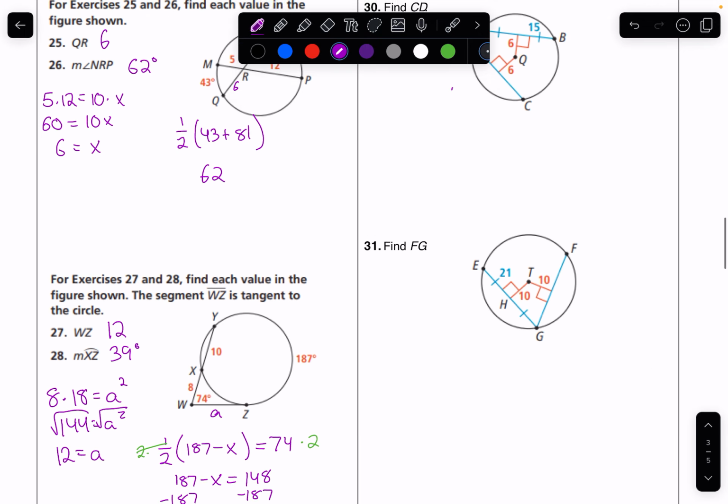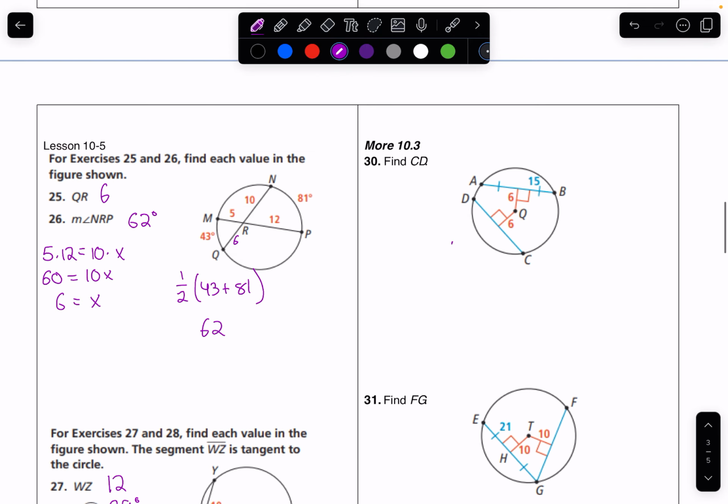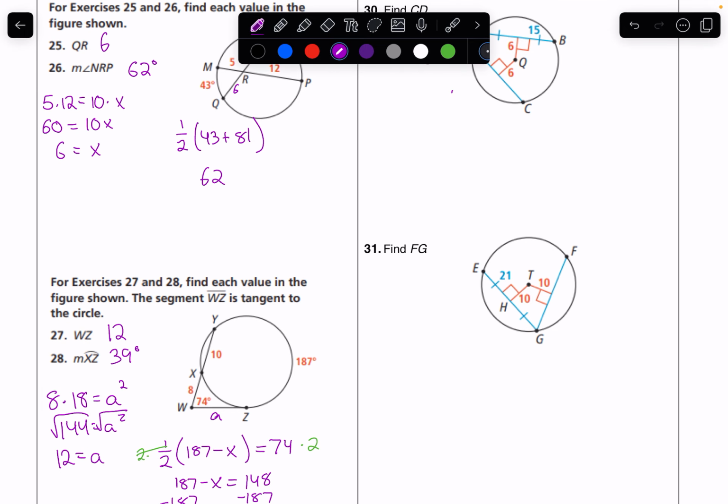Number 30, find CD. We've got these chords going on. If I know these chords are the same distance away from the center, and I know AB is going to be 30, then CD is going to have to be 30 as well. Number 31, find FG. I have a chord here and a chord here. They're the same distance away. And if EG is 21 times 2, FG is going to be that as well, which is 42. Simple ones there.